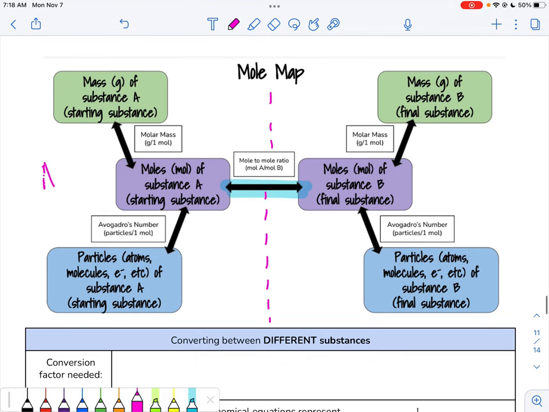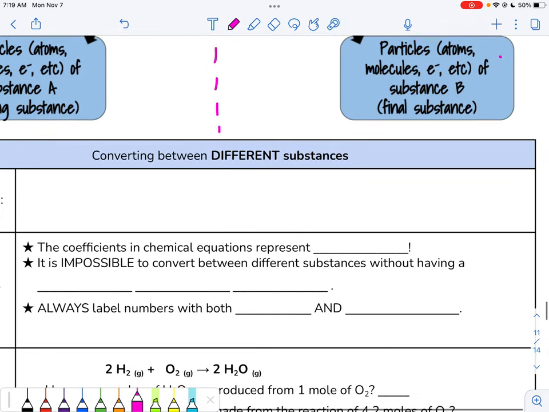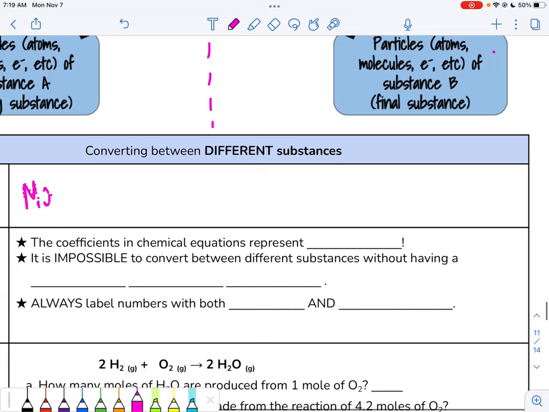Basically, the mole map takes your substances and it kind of divides the map in half. Everything on this side would be talking about one substance. Let's just call it A for right now. Everything on this side would be talking about substance B. So this would be mass, moles, and particles of substance B. Alternatively, you have mass, moles, and particles of substance A on the other side. So if I want to convert between A and B, I have to go through that mole-to-mole ratio arrow. No other way around it. So to convert between different substances, the first thing you always need is the mole ratio conversion factor.